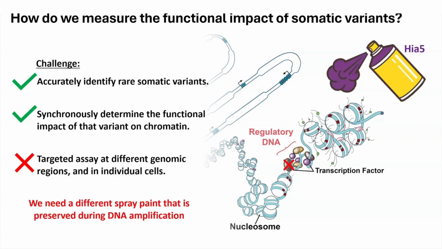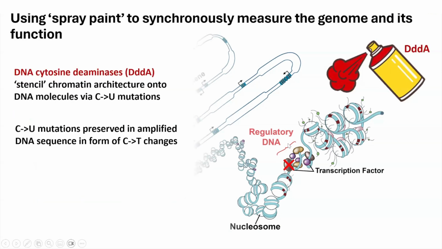And really what this means is we need a new spray paint to go after. To address this challenge, what we ended up doing was designing another spray paint, but this one will now modify the DNA in the form of these cytidine to uridine alterations via a cytosine deaminase. And the nice thing about this particular type of spray paint is that these cytidine to uridine modifications are preserved in the DNA sequence upon amplification in the form of these C to T changes, enabling us to do this in a more targeted manner.